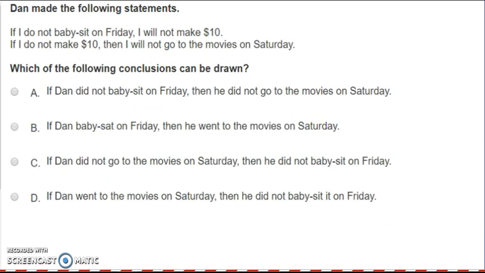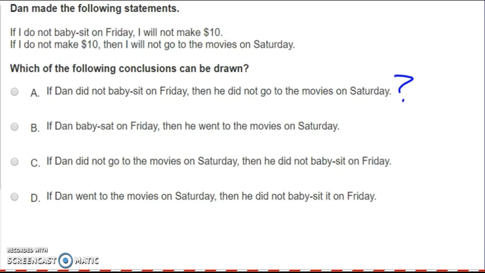Dan made the following statements. If I do not babysit on Friday, I will not make $10. If I do not make $10, then I will not go to the movies on Saturday. Which of the following conclusions can be drawn? If Dan did not babysit on Friday, then he did not go to the movies on Saturday. Well, looking at the question, if Dan did not babysit on Friday, he's not going to make $10. If he didn't make $10, he can't go to the movies. Well, that makes complete sense.